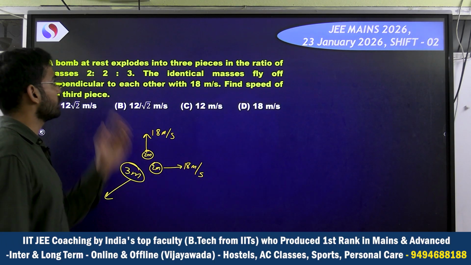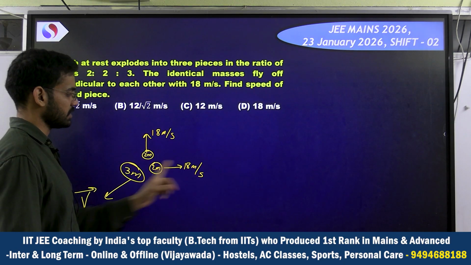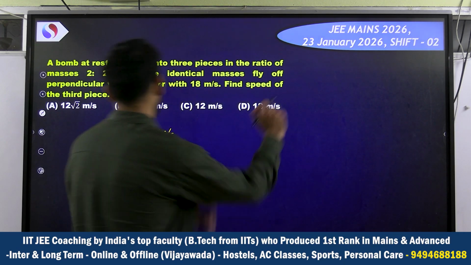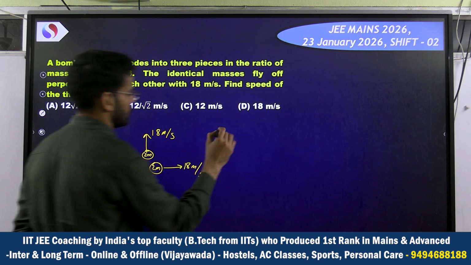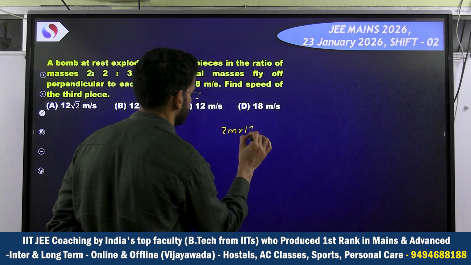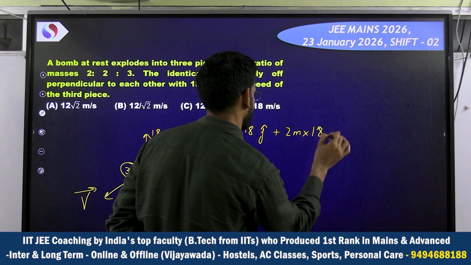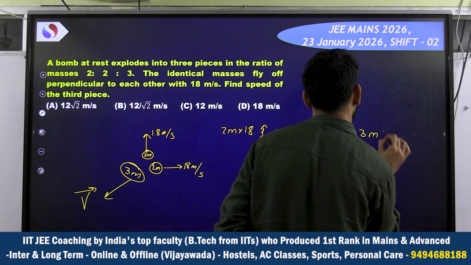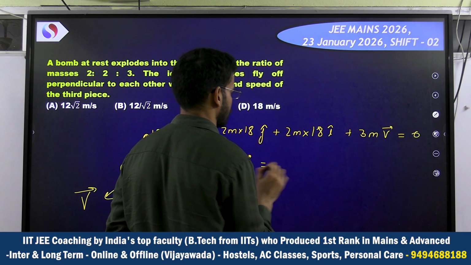So initial momentum how much? 0, at rest, right? And final momentum, this has j cap and this has i cap, and this will have a certain direction which we have to find out. So initial momentum 0, final momentum also should be 0. So 2m into 18 j cap plus 2m into 18 i cap plus 3m into v vector equal to 0. So m cancels out, v vector will come how much?